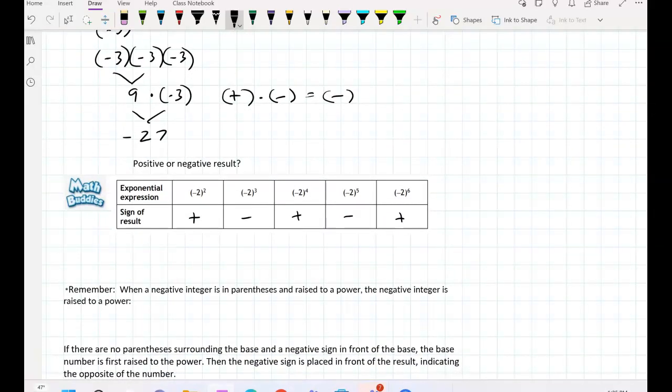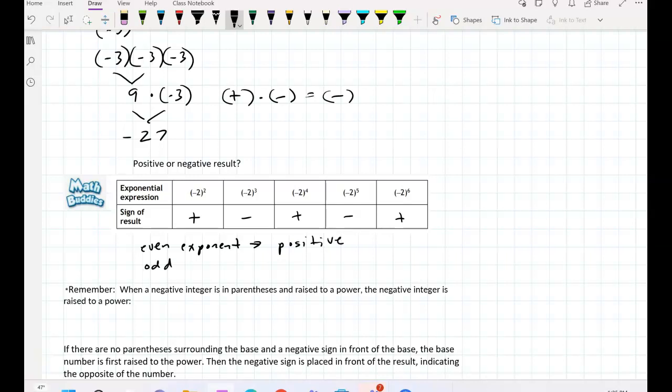So, there you have it. What you should see here is that when you are dealing with negative integers raised to a power, if you have an even exponent, then the result will be, as we can see by 2 and 4 and 6 as even numbered exponents, a positive result.